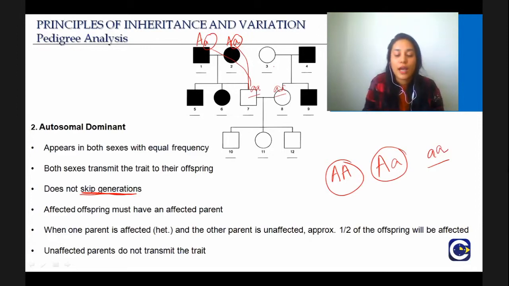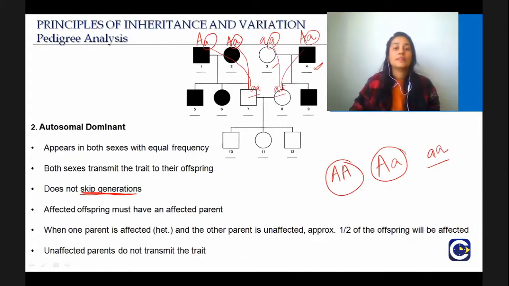For example, if you now look at parent number 3 and 4, 4 is affected, 3 is not affected. So obviously 3 has this genotype. 4 can have only this genotype because they produce one normal, and one allele comes from the mother, one allele comes from the father. That is how you are going to interpret these pedigree analyses. So in case of autosomal dominant, affected offspring must have at least one affected parent.